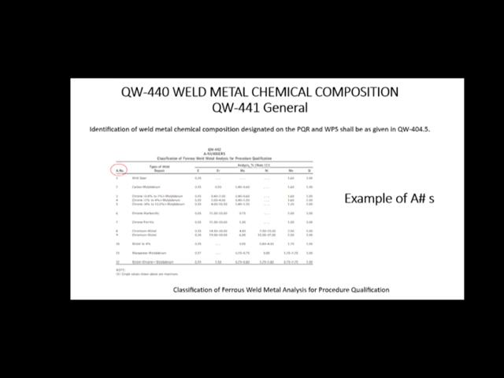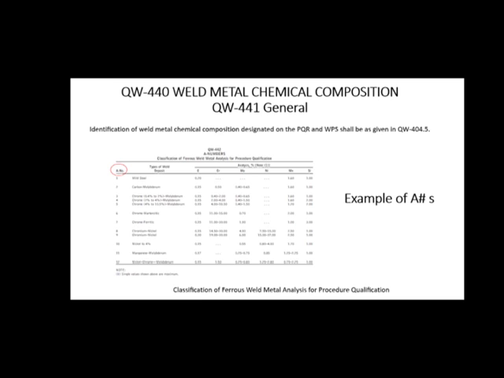Your garden variety mild steel is going to have an A number 1. As we throw some more alloying elements into it, chrome, your chrome mollies are going to be A number 3, 4, 5. Martensitic stainless steels are A6. Chrome ferritic stainless steels are 7. Your austenitic stainless steels are going to be A number 8. You can see, so it breaks it out.